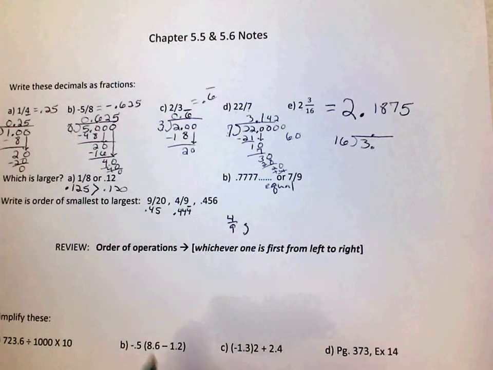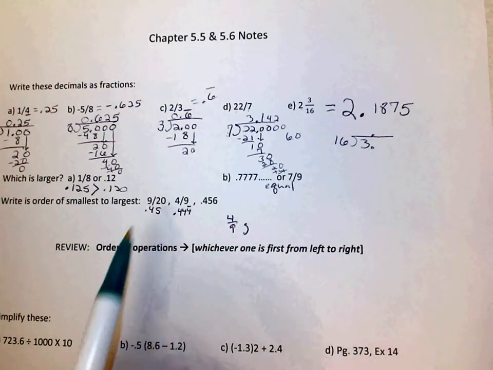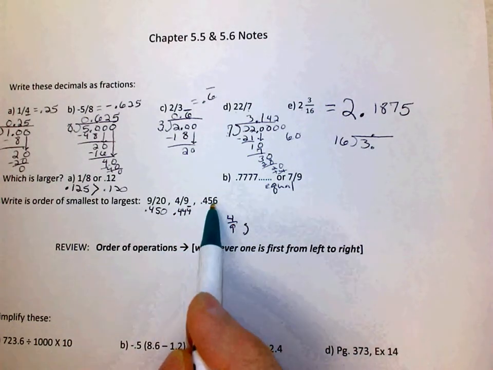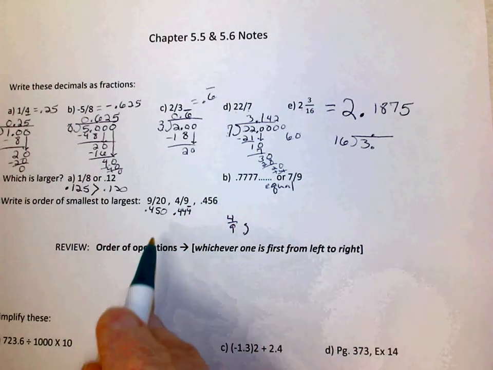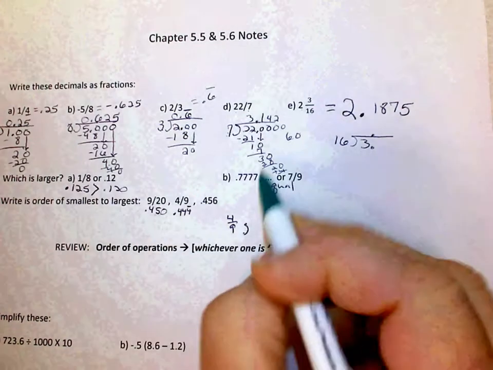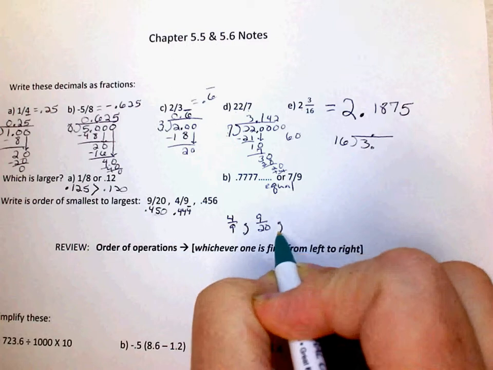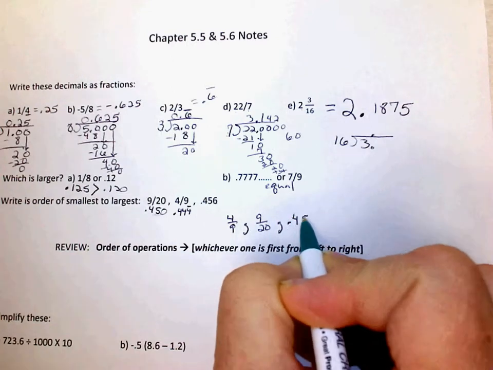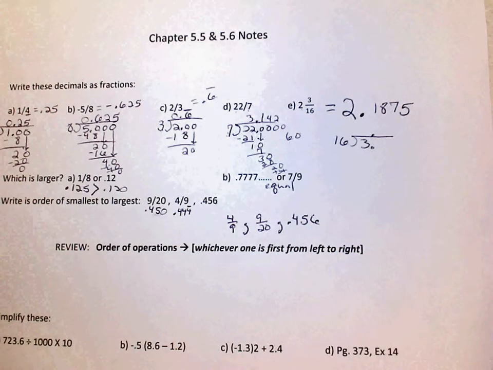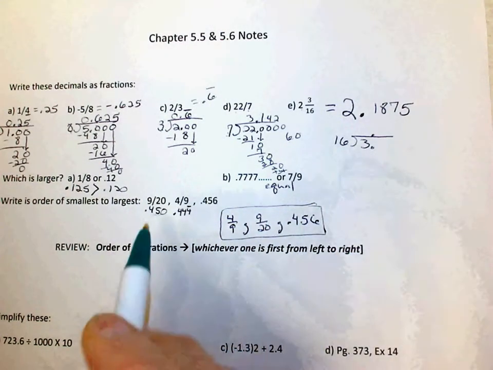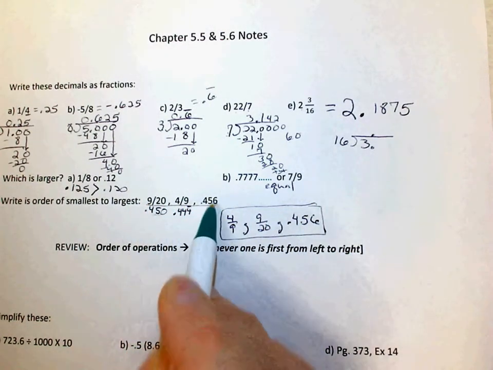Now, this one has a 0 as the third digit. This one has a 6 as the third digit. So this one is smaller. So 9/20, and then 0.456. Notice that when I wrote my answer, I wrote them how they were given to me at the very beginning.